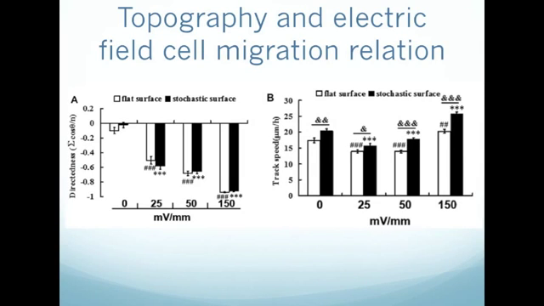Graph A compares directedness of cell migration in comparison to induced electric field. Directedness of cell migration increased as the electric field strength increased. But when comparing the flat versus stochastic topography, there was no significant difference. For graph B, when comparing track speed with electric field strength, at 115 millivolts per millimeter, cell migration speed increased drastically in the stochastic topography compared to the flat topography.